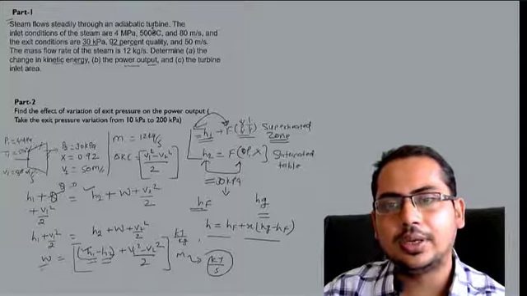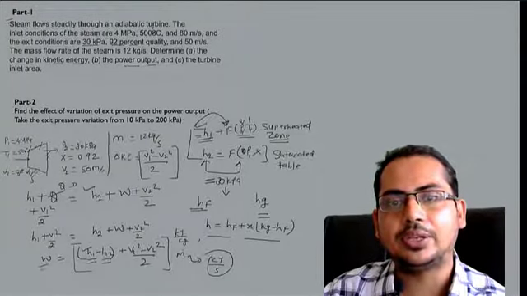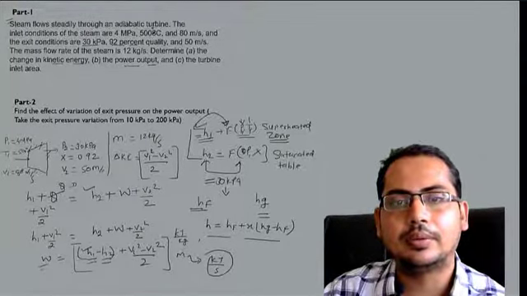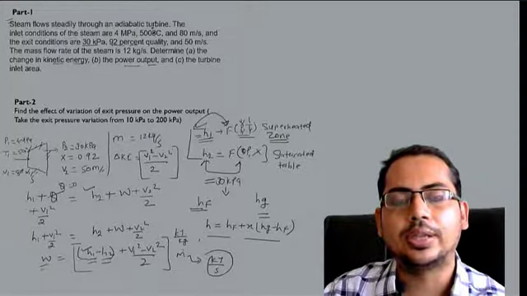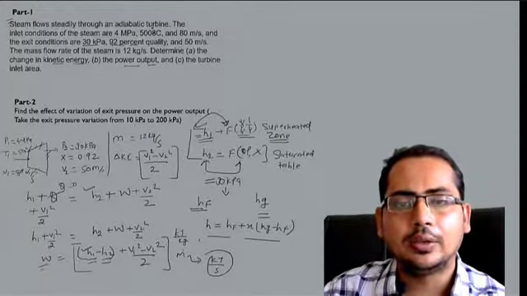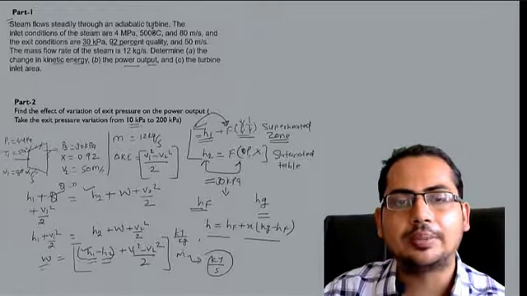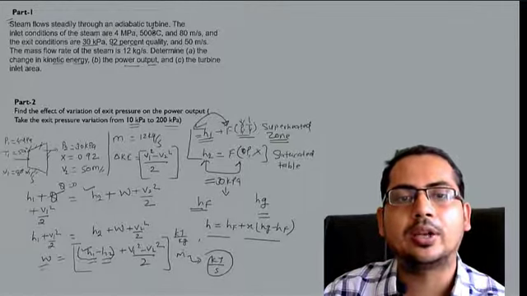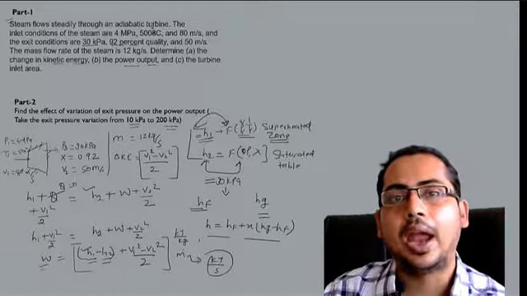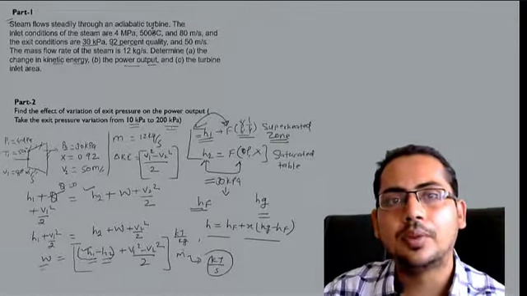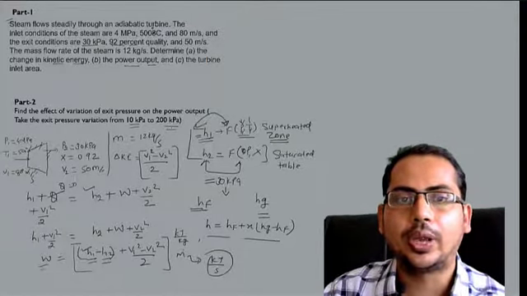The second question is to find the effect of the variation of exit pressure. Here the exit pressure is 30 kilopascal. The second question is saying that you have to vary that pressure from 10 kilopascal to 200 kilopascal and see the effect on the power output.